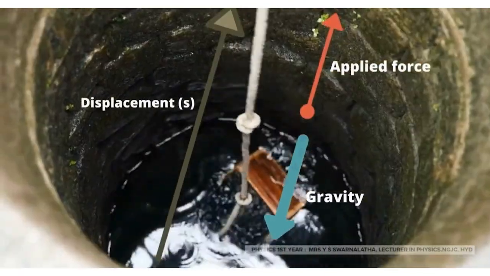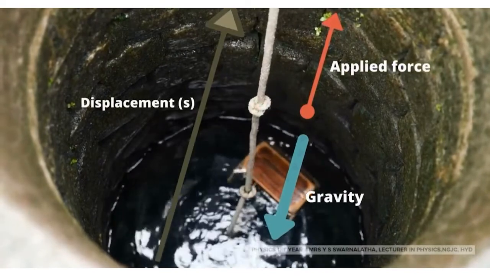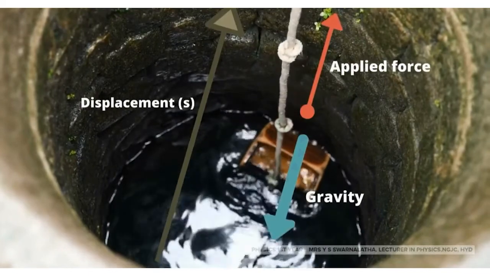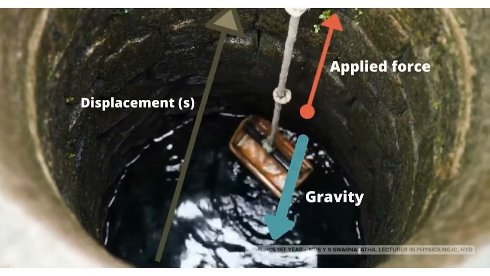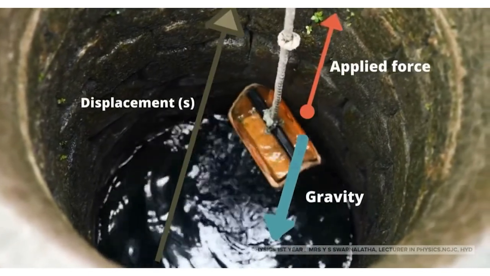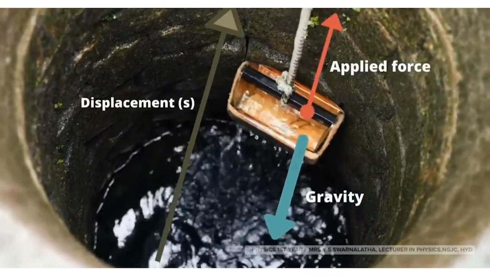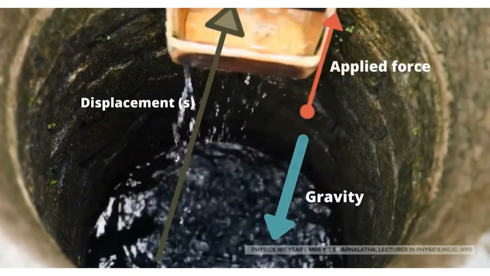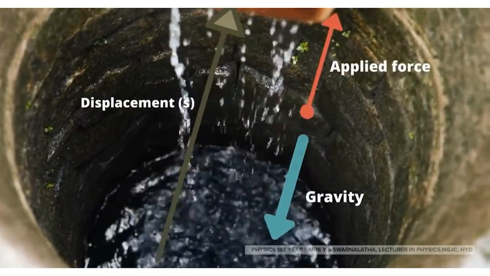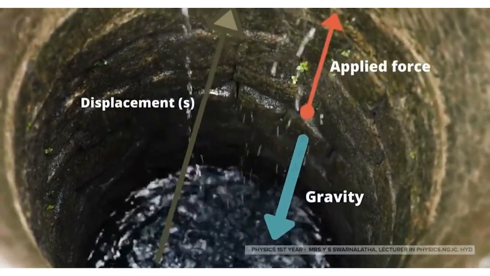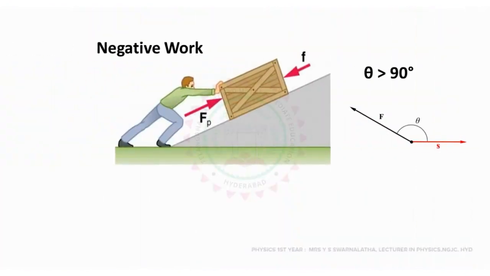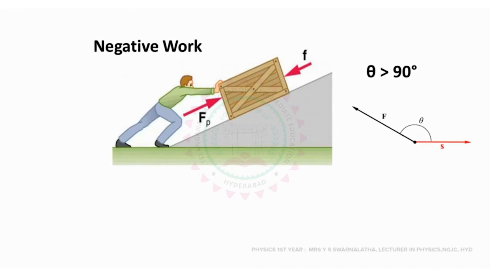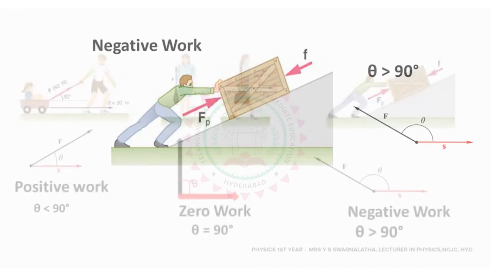We'll see the work done by the gravitational force in the same case. So gravity is towards downwards and the displacement of the bucket is towards upwards. So the angle between the gravitational force and the displacement is 180 degrees. Cos 180 is -1. So work done will get negative value. So here the work done is negative. If theta value is greater than 90, then work done will be negative work because cos value will be negative.